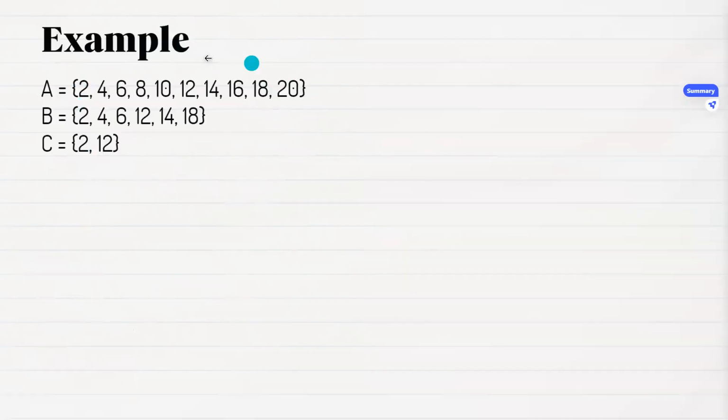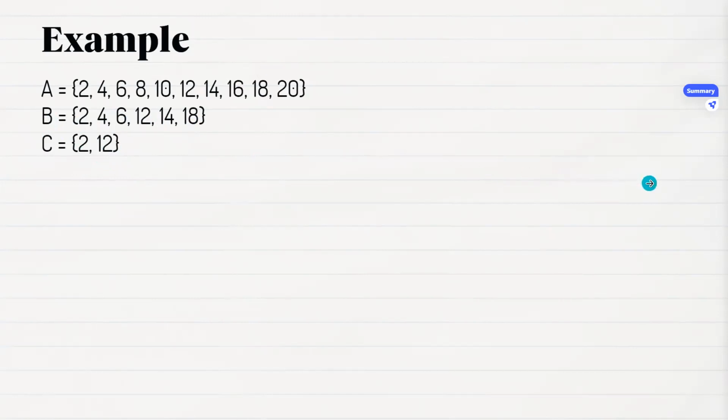Another example that we have to look into is this. We are given three sets. Set A encompassing all even numbers from 2 to 20, and set B encompassing even numbers such as 2, 4, 6, 12, 14, and 18. And lastly, we have here set C having two elements, 2 and 12.